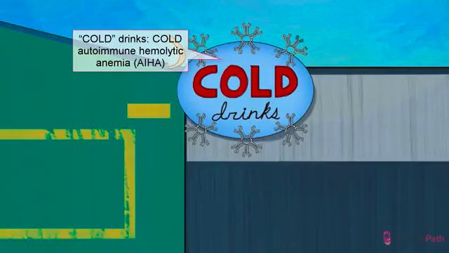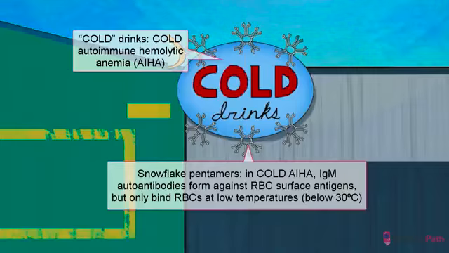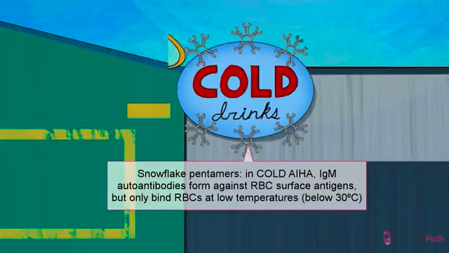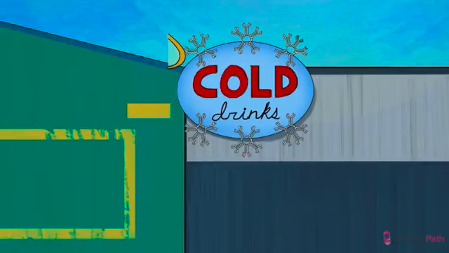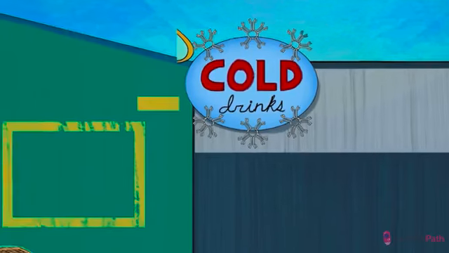In cold autoimmune hemolytic anemia, IgM autoantibodies against RBC surface antigens develop, as depicted by the IgM snowflakes. The term cold references the fact that IgM cold agglutinins only bind erythrocyte surface antigens at temperatures below 30 degrees Celsius, or 86 degrees Fahrenheit. Weird. This is obviously not the normal body temperature, which is 37 degrees Celsius, but it is roughly the temperature of the extremities, especially when exposed to colder external environments.